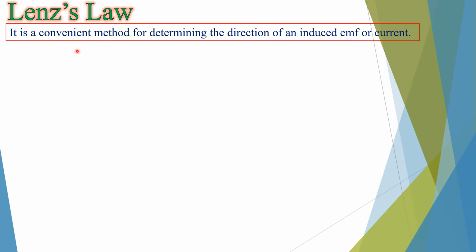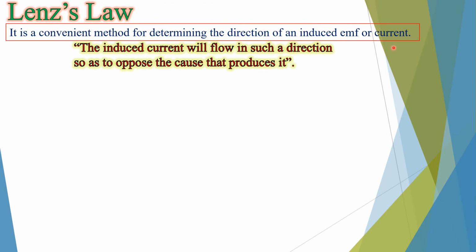It is a convenient method for determining the direction of an induced EMF or current due to the phenomena of electromagnetic induction. The induced current will flow in such a direction so as to oppose the cause that produced it. According to Lenz's law, the induced EMF will flow in such a direction to oppose the cause that produced it. Obviously, the cause is change in magnetic flux.